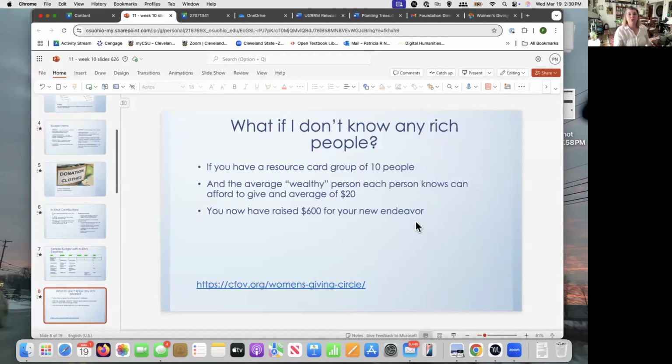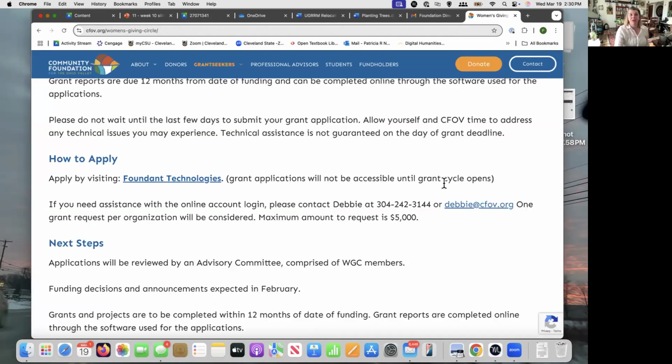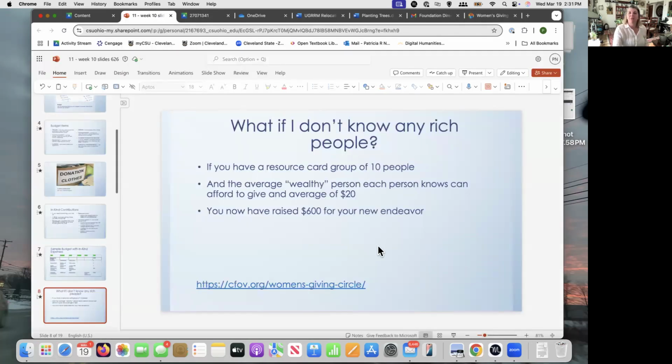So maybe you don't have $350,000, but you have $5,000. That may not seem like a whole lot, but when the Women's Giving Circle funds your program for $350,000, it's pretty significant when people chip in. What if you don't know wealthy people? Do you know people who have 20 bucks?